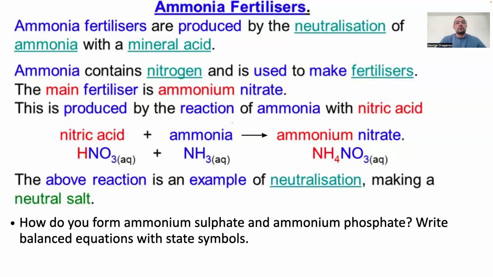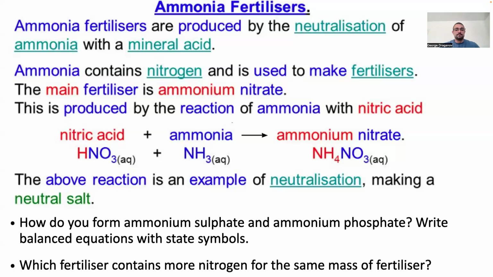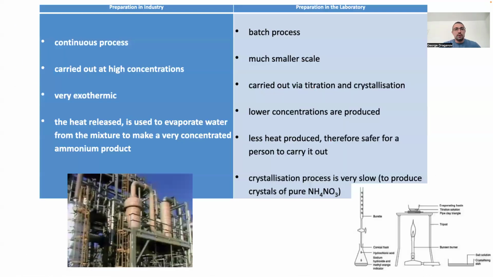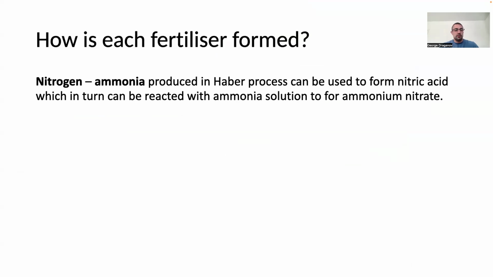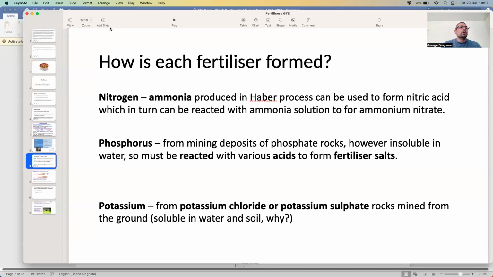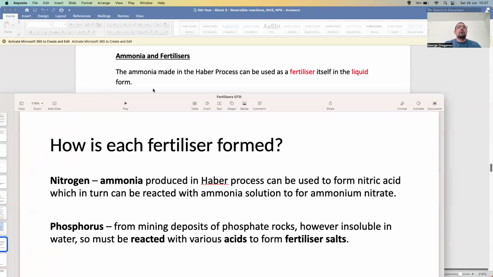Now, can you guess how to form ammonium sulfate or ammonium phosphate fertilizers? Well, obviously you have to use the correct acid. In this case, sulfuric acid for the sulfate one and phosphoric acid for the phosphate one. That part's easy. The hard bit is writing the balanced equation. So in order to do that, you need to know the table of charges. So before we move on, we must look at the following.